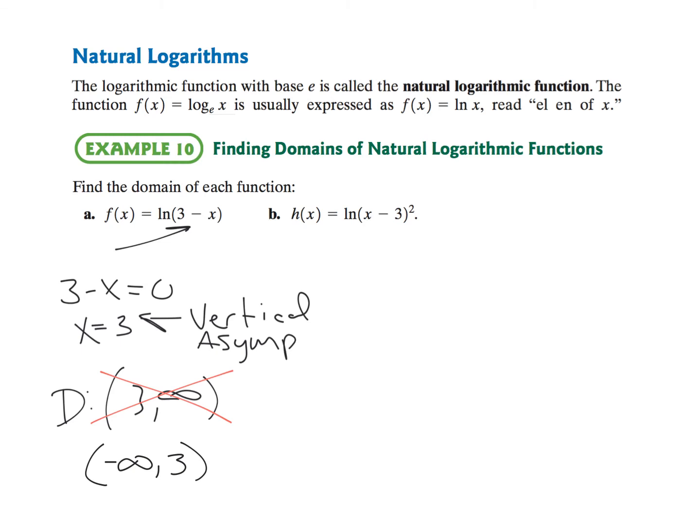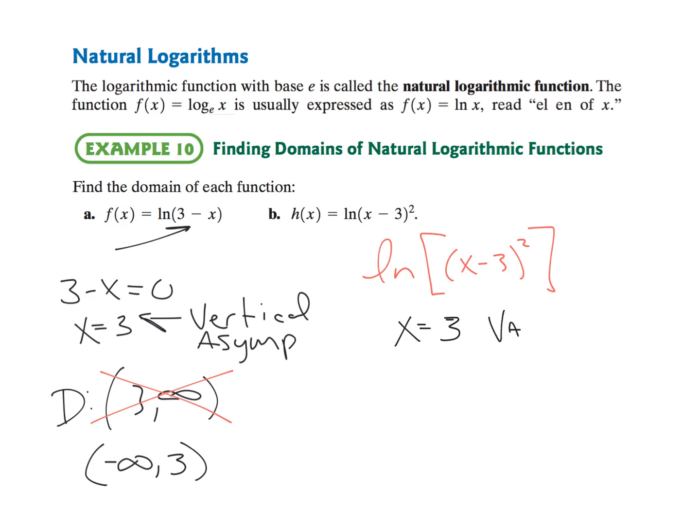So what we have here is the ln of (x minus 3) squared. And what I want to keep in mind here is, let me rewrite it. So this can be rewritten as the ln of (x minus 3) squared. So just this part right here is being squared. So when I set that equal to 0 and solve, we know that x is equal to positive 3. So again, that's my vertical asymptote.